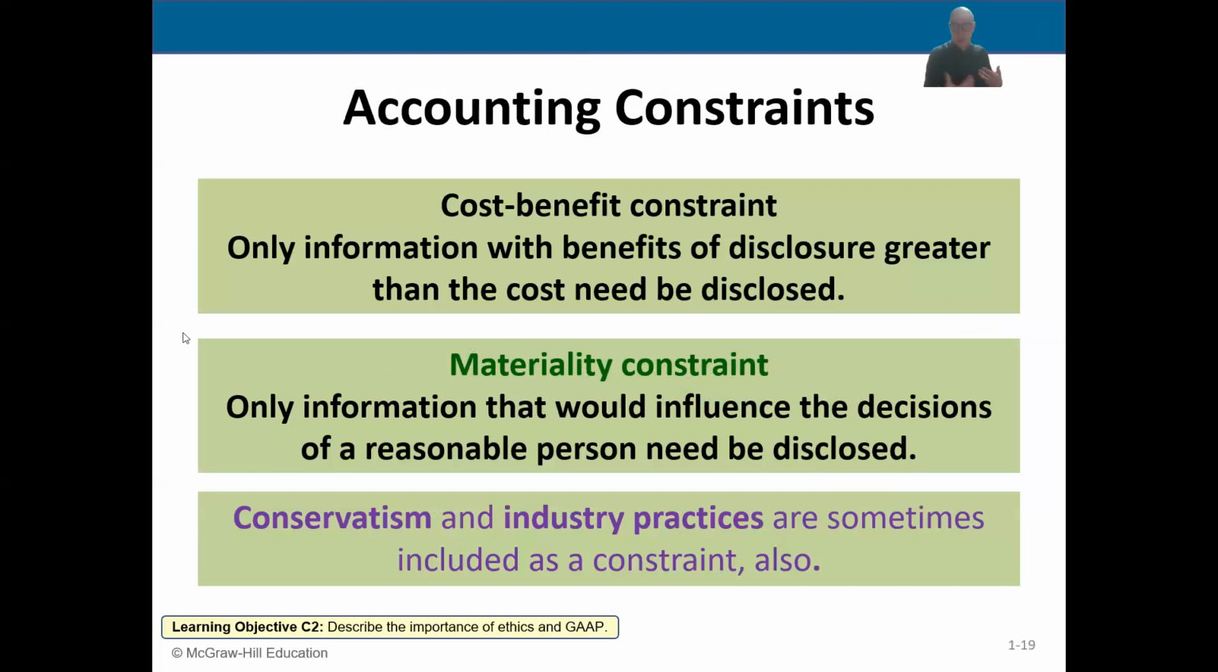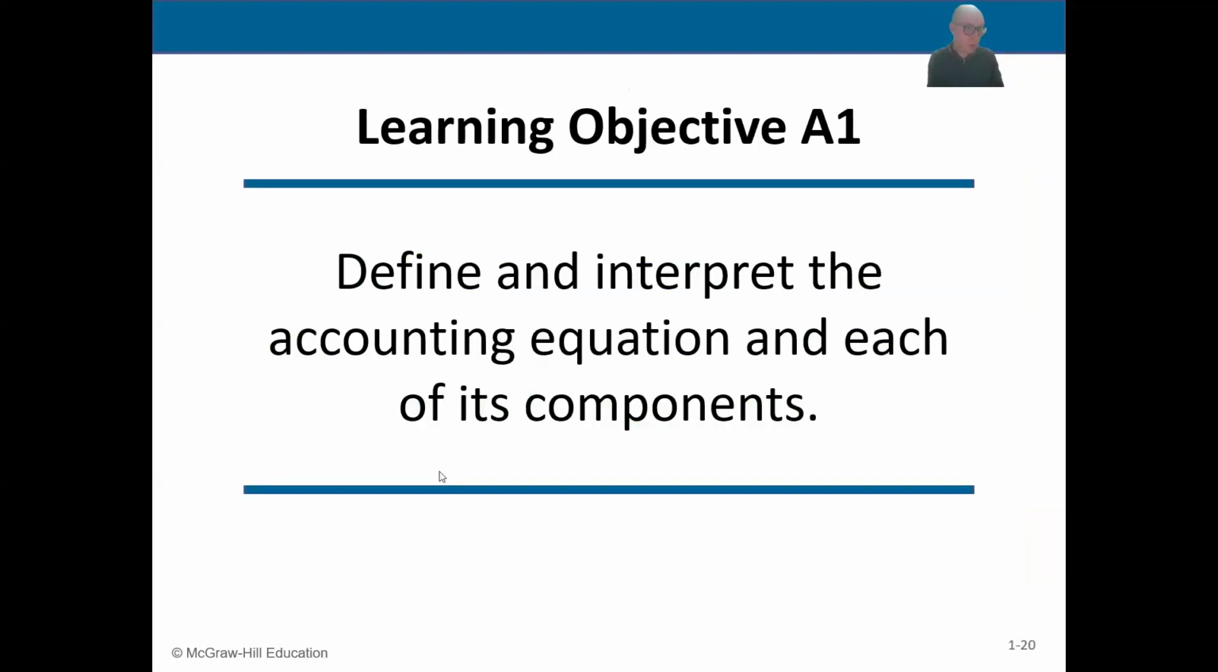The constraints. So in accounting, there needs to be a mutual benefit. We call this a cost benefit analysis. The cost needs to be disclosed. There's a materiality constraint that tells us about the information that's being disclosed, and also what we call conservatism, and industry practices. Nothing to worry too much about, but I just want to let you know what it was.